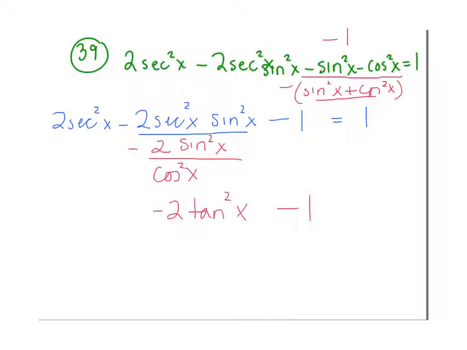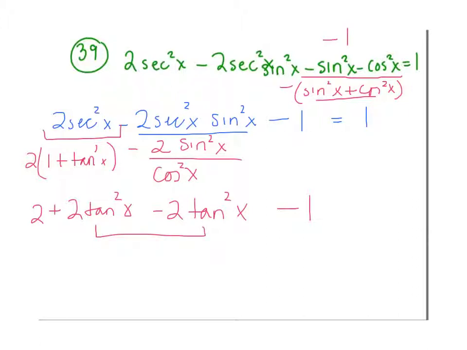Well, now let's look at this one right here. Do you see that that's secant squared? Well, secant squared is 1 plus tangent squared x. So I would have 2 plus 2 tangent squared x. All right? So I have 2 tangent squared x minus 2 tangent squared x, that's 0. And then I have 2 minus 1, which is 1. 1 equals 1, and I'm done. So there was a lot of substitution there, but that's that problem.